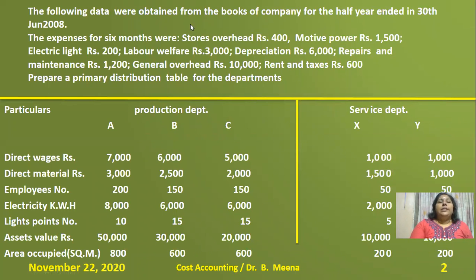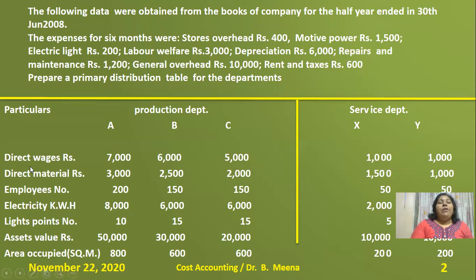The following data were obtained from the books of a company for the year ended 30th June 2008. The expenses for six months were stores overhead, motive power, electric light, labor welfare, depreciation, repairs and maintenance, general overheads, rent and taxes. Prepare a primary distribution summary. And these are the additional information.